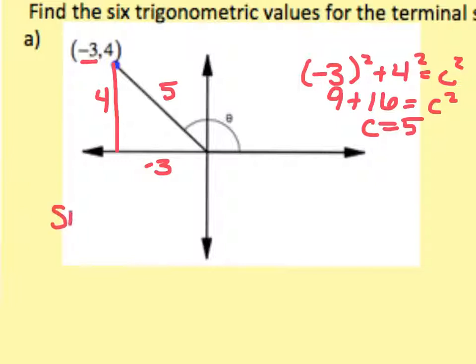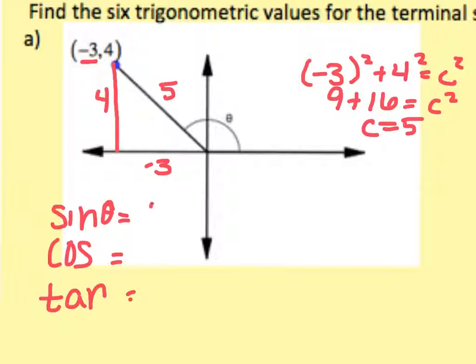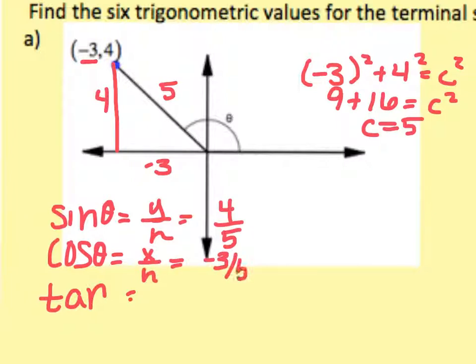Now I'm going to do sine, cosine, and tangent. I usually start with these 3 and then just flip them for the second ones. Sine of theta is y over h, so that equals 4, the y-coordinate, over the hypotenuse, 5. Cosine of theta is x over h, and the x is -3, and the hypotenuse is 5. And tangent of theta is y over x, and y is 4, and x is -3. Those are very familiar to us.